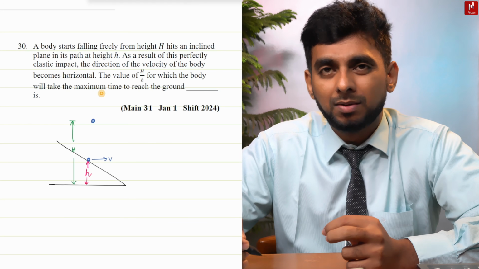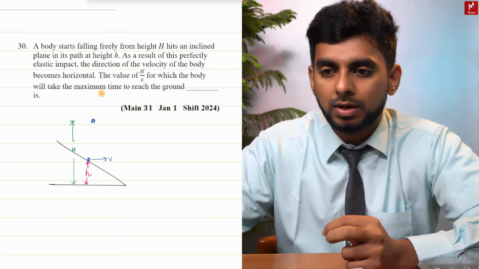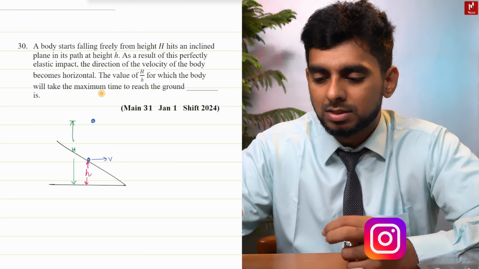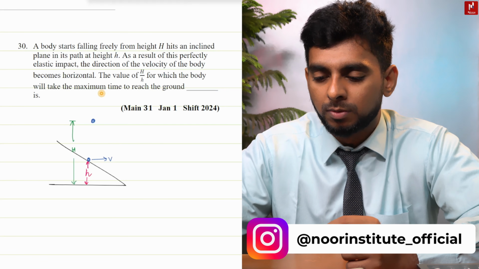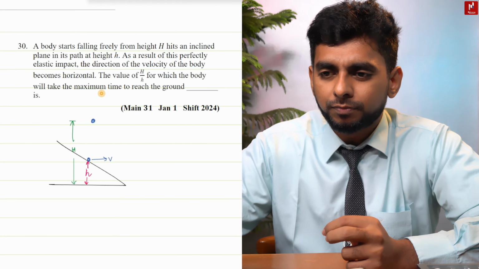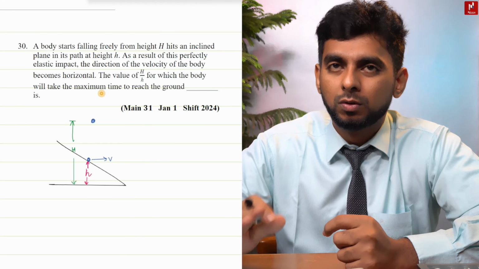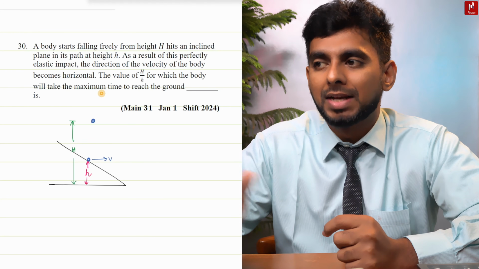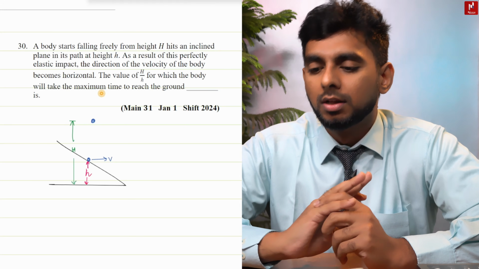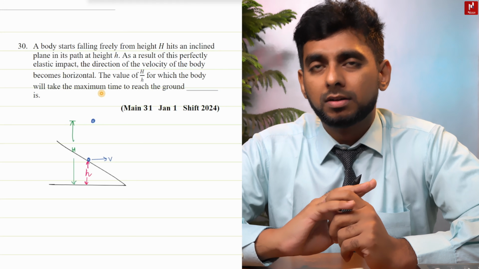So we will generate an equation and then I'll equate it to 0, right? Once I equate it to 0, it's possible for me to find this ratio capital H by small h. So that should obviously be the maximum time. If we have to verify it, then do the double differentiation. If the answer is negative, then it is the maximum. Okay.